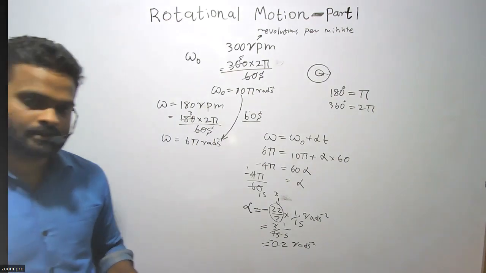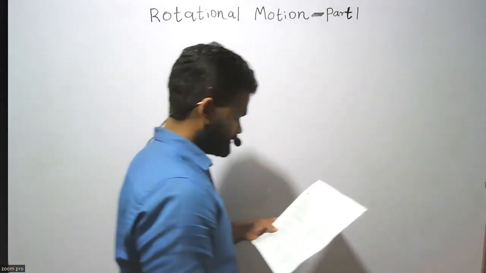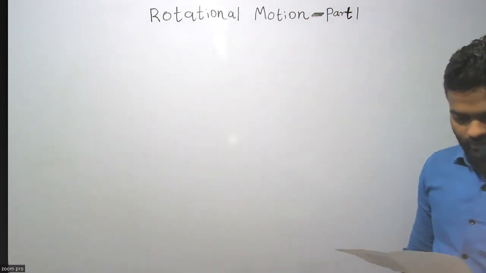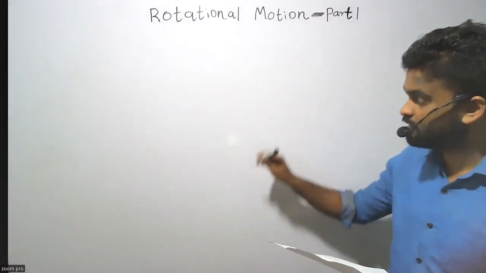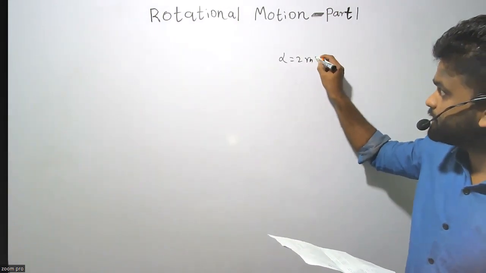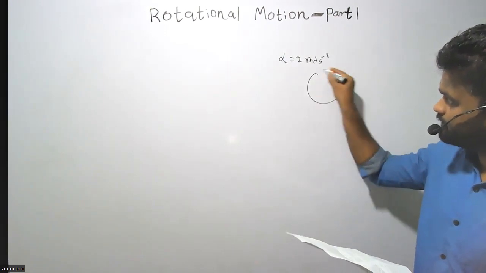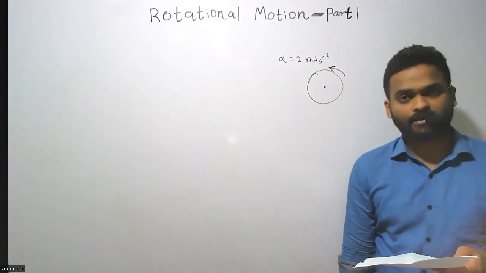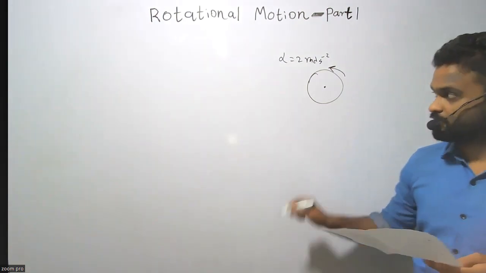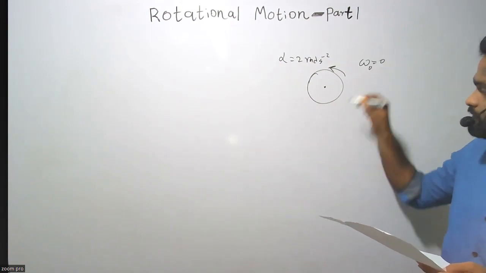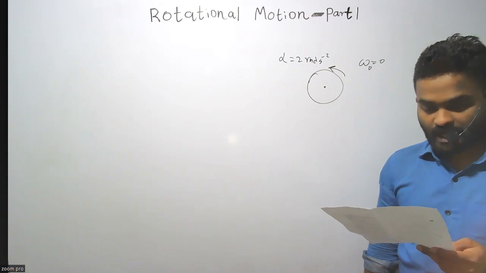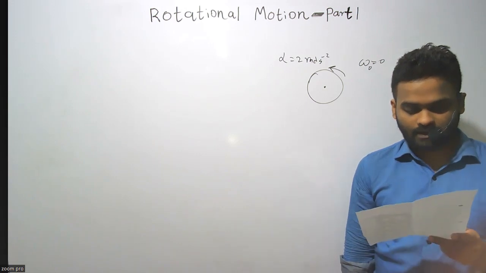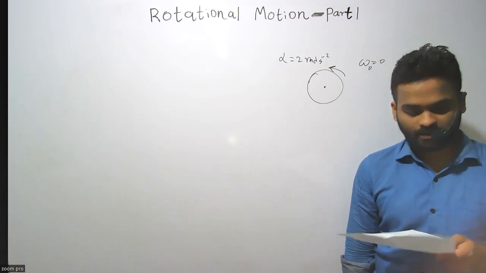Okay, take it down. Then try the sixth question. A wheel rotates with constant angular acceleration 2 radians per square second. So there's this wheel. It is rotating with this acceleration, 2 radians per square second. Is the wheel initially at rest? Initially it is at rest. Number of revolutions. Now they are asking revolutions, right? So number of revolutions after 10 seconds roughly is.